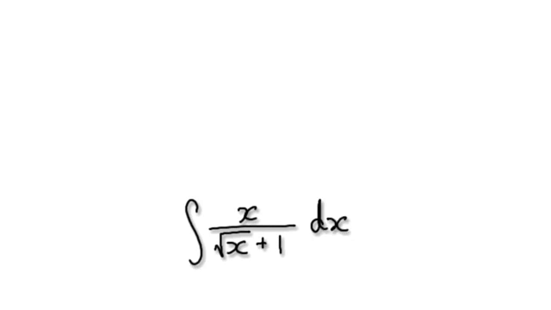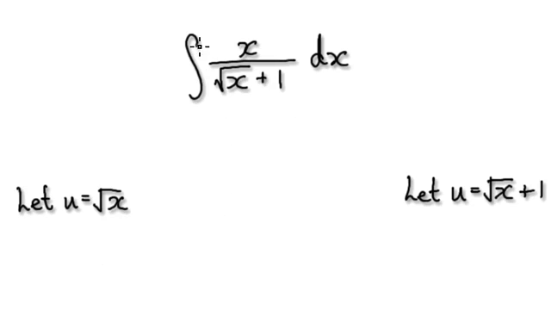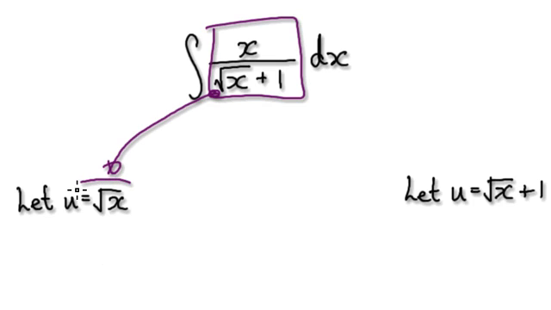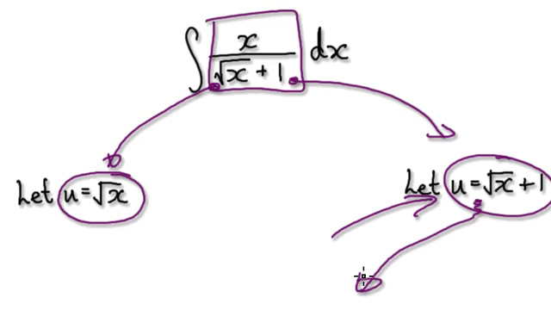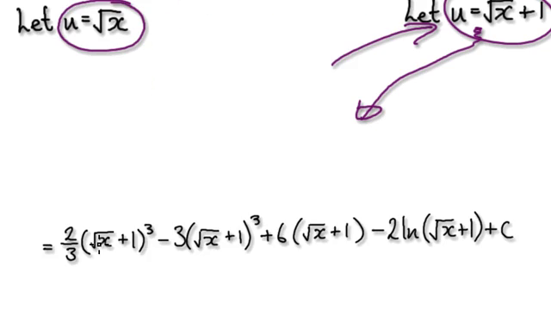Following on from the previous video, I gave you this. I asked you to integrate this, and I said that there were two possible routes. One is to let u equal this. The other route would be to let u equal this. And by letting u equal this thing here, it gave us a messy answer. It gave us this answer here.